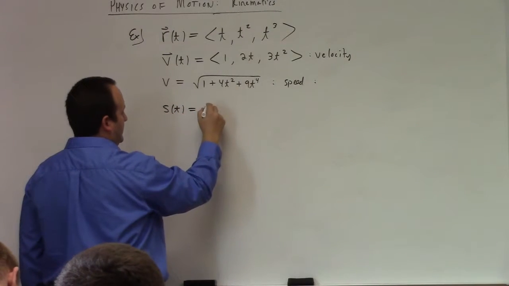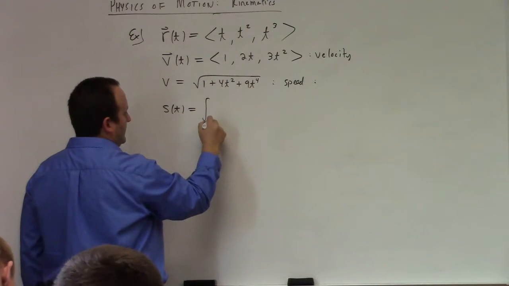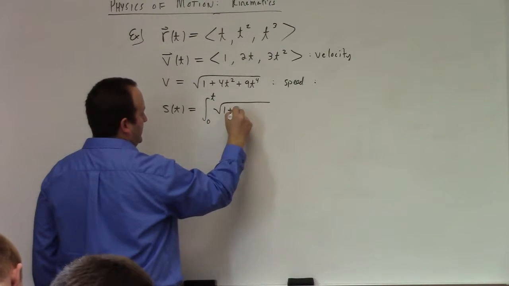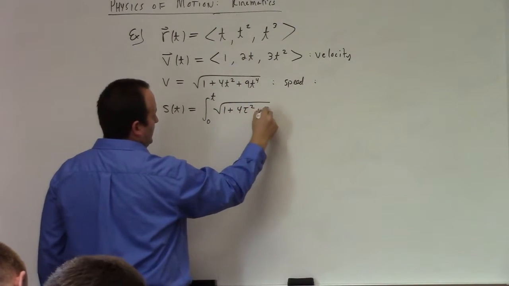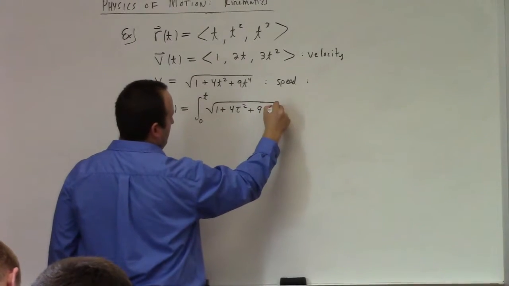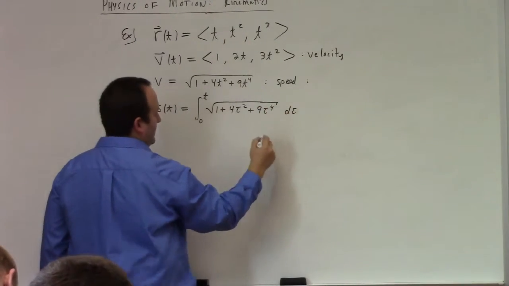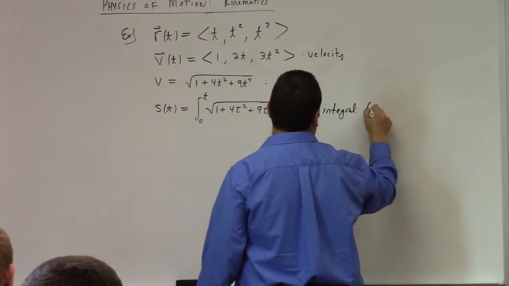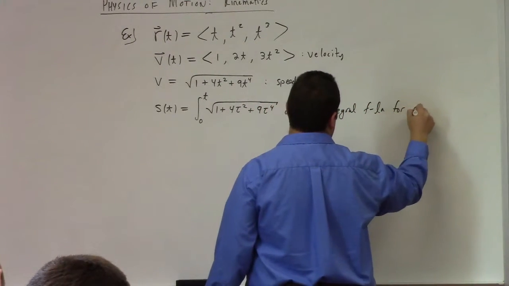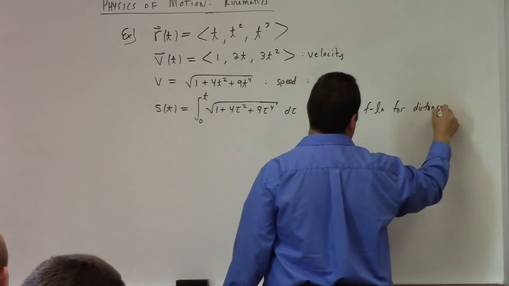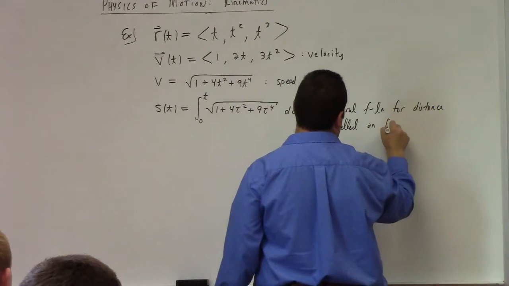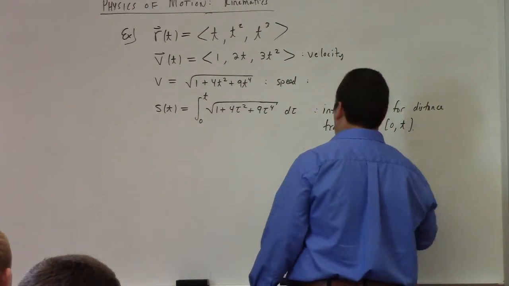otherwise known as the arc length function, simply by integrating from 0 to t the square root of, say, 1 plus 4 tau squared plus 9 tau to the fourth d tau. So this is an integral formula for distance traveled, on the interval 0 to t, time interval 0 to t.